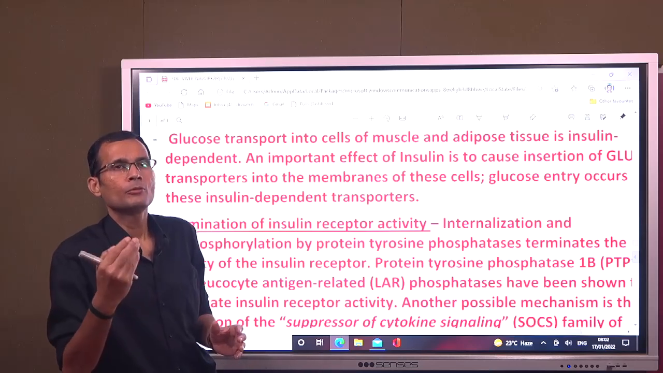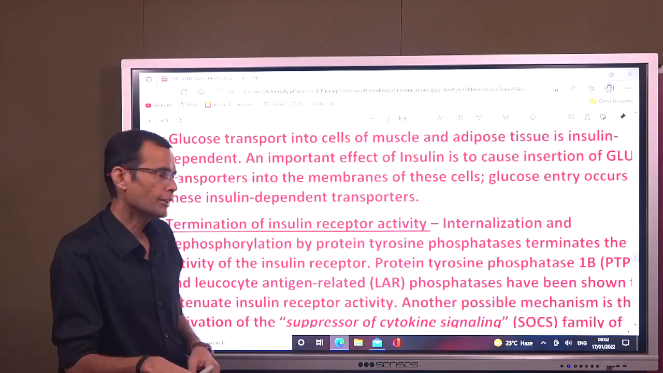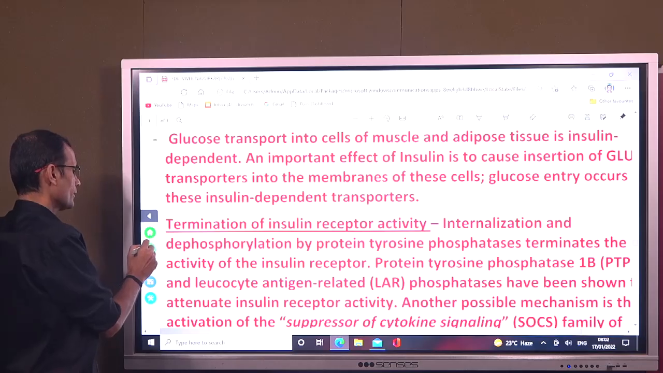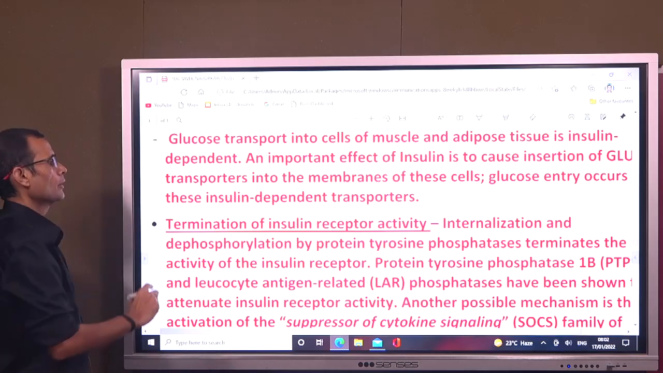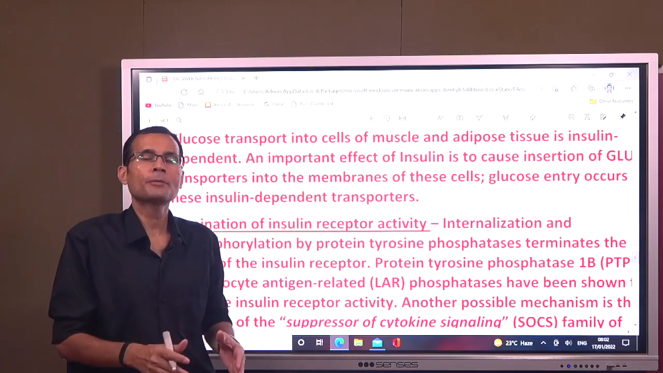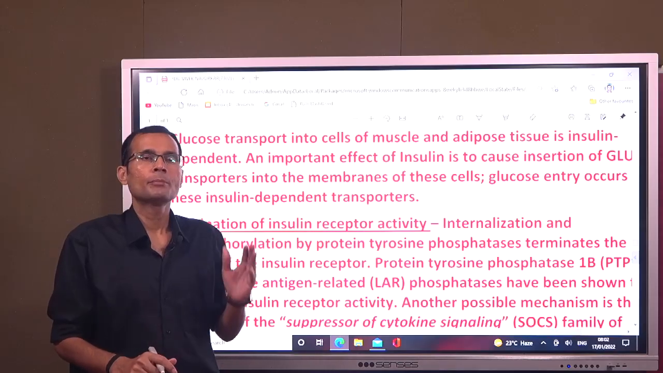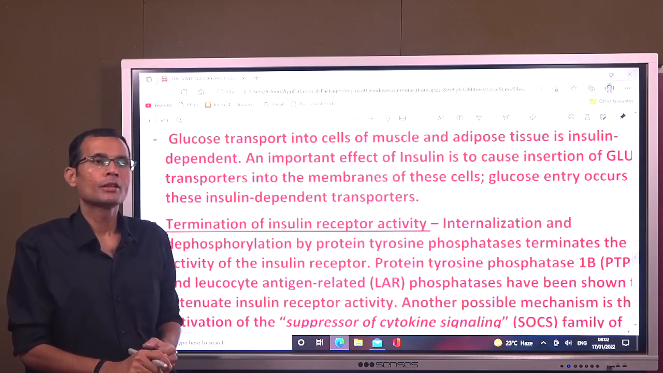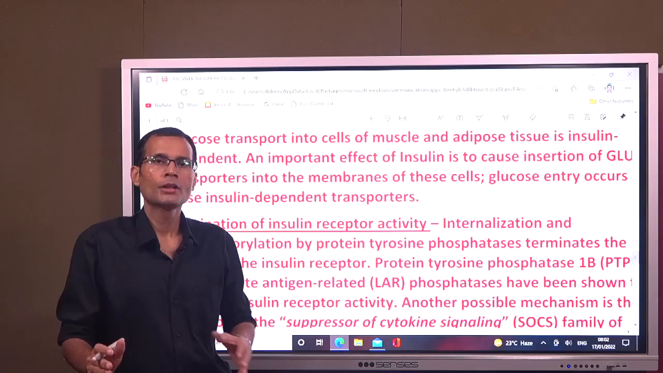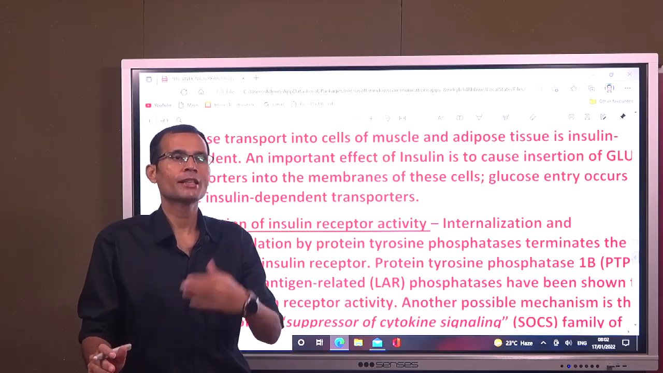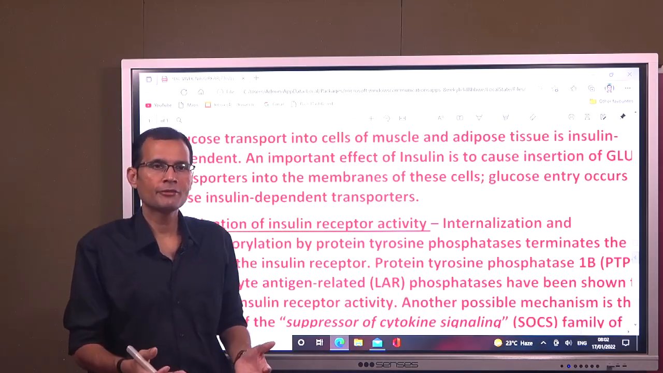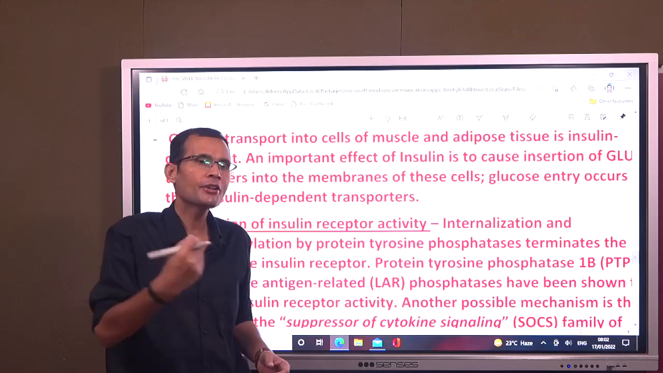What is the mechanism of action of insulin? It causes glucose uptake by the cells, and this glucose uptake mediated by the insulin has a transporter, which is the GLUT4. We have seen this in general physio, so you can refer to that once again. There are GLUTs which cause facilitated diffusion of glucose, glucose entry into the cells.